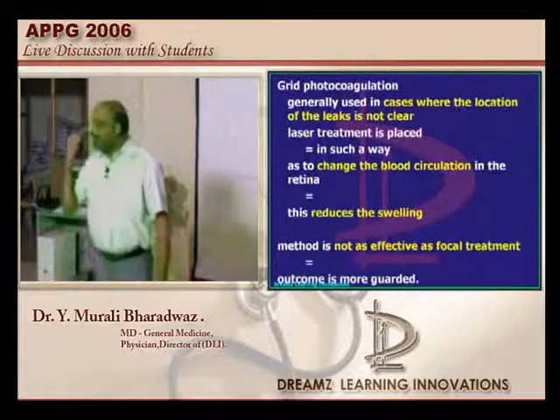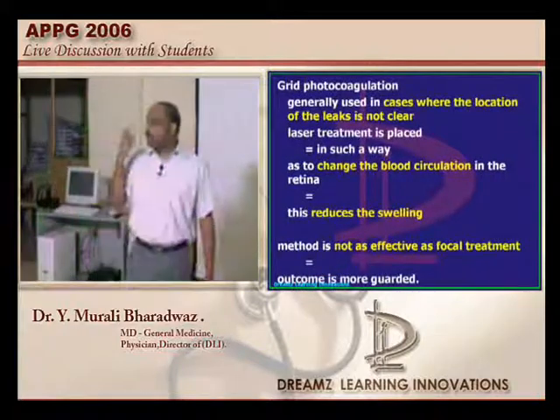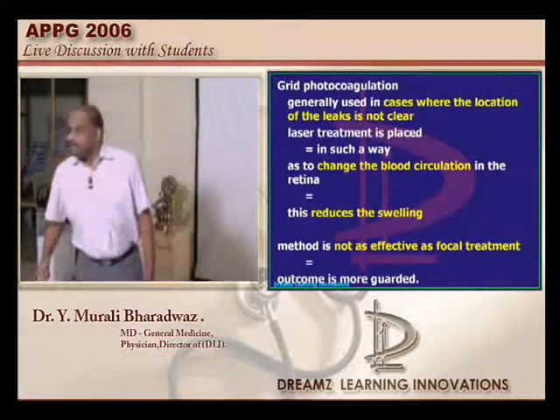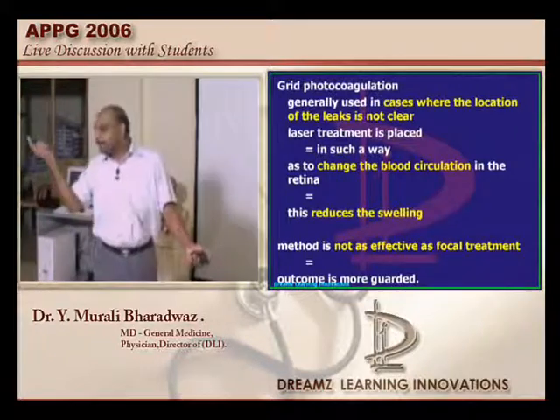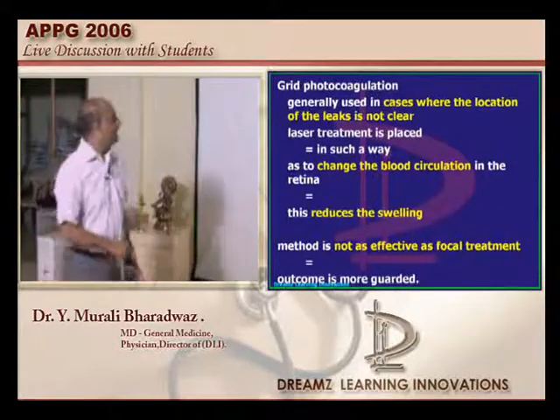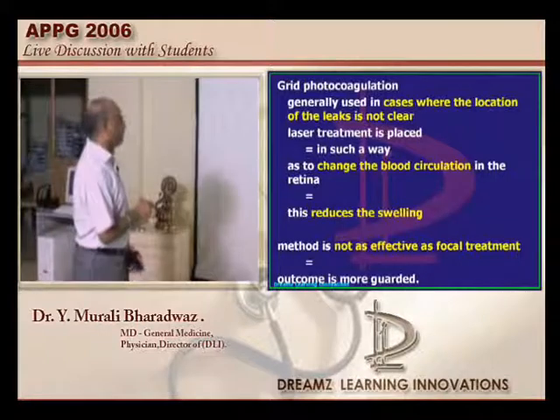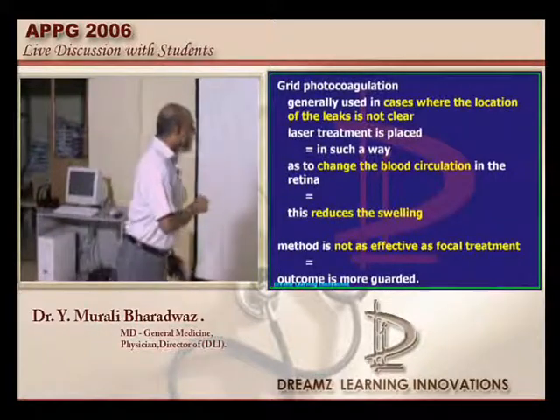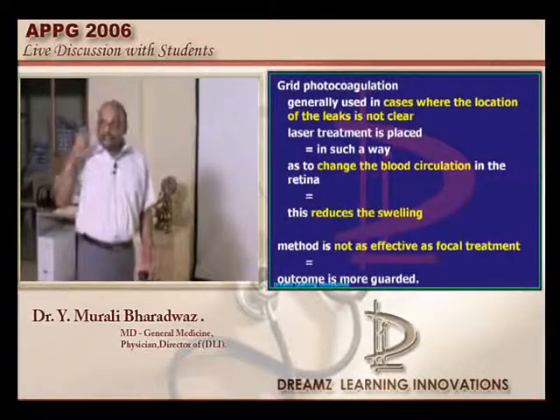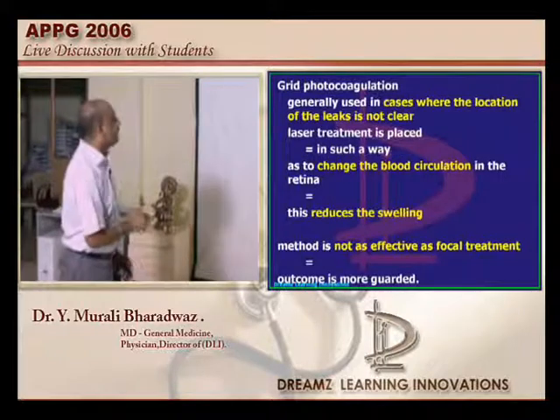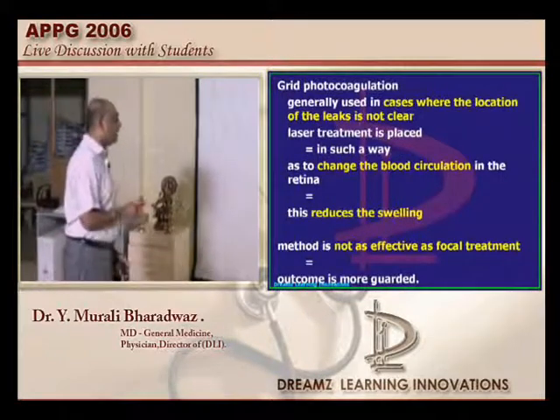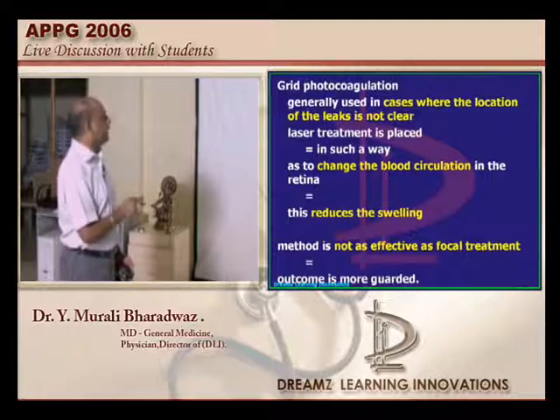Now in the case of diabetes, when they have a maculopathy, sometimes you may not find any vessel at all, you can't identify it. In that situation you use a grid photocoagulation. By doing the grid photocoagulation you will be changing the blood circulation in the retina and reducing the swelling, is what needs to be remembered.